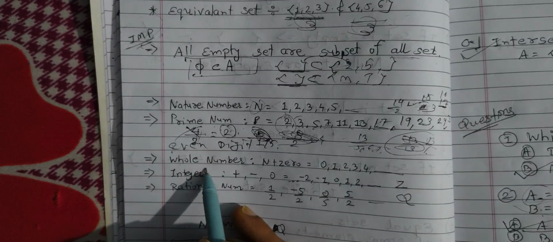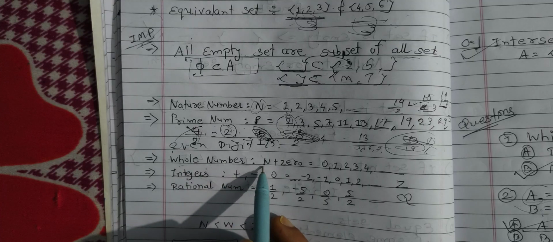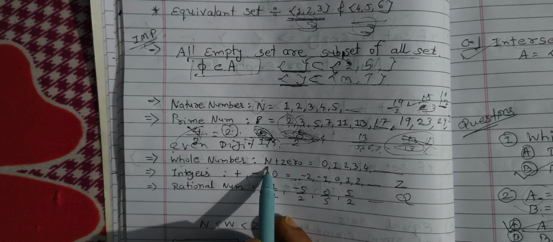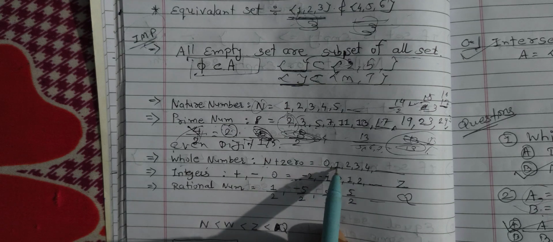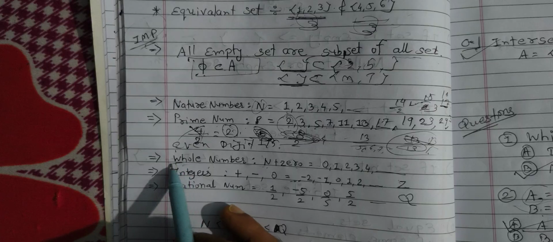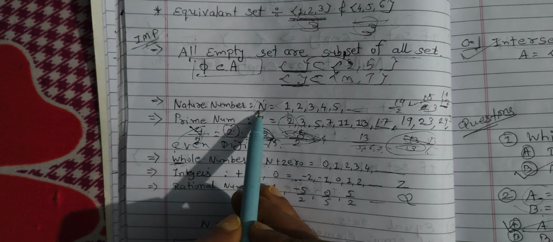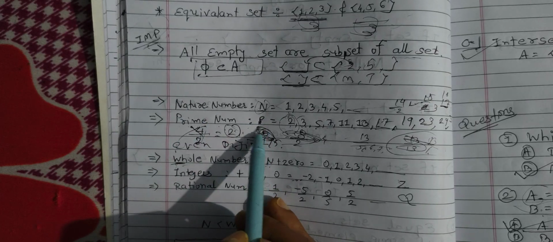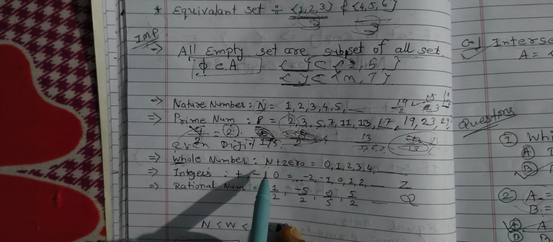Next, whole numbers. Whole numbers mean natural numbers plus 0. So 0, 1, 2, 3 up to infinity is the whole numbers. The symbol for whole numbers is W. For natural it is N, for prime it is P. Now integers.